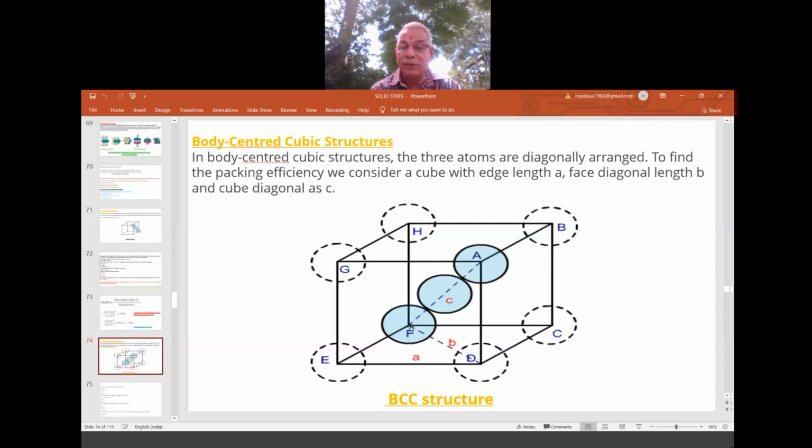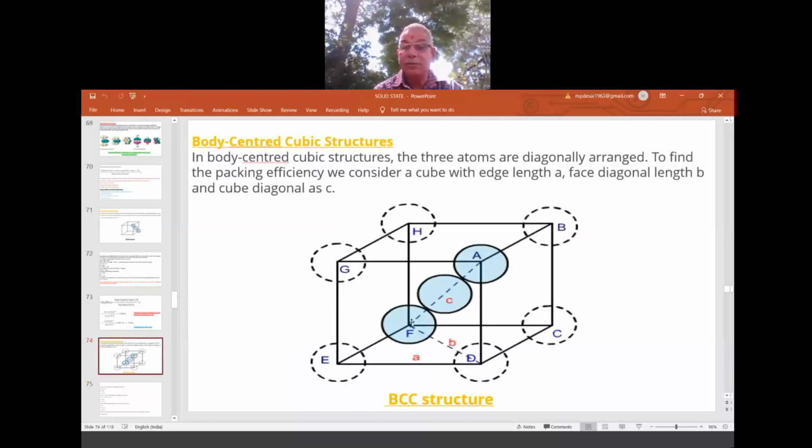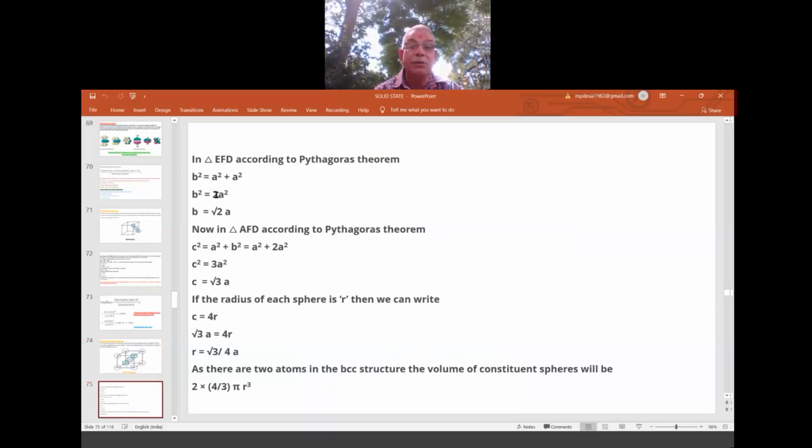And this is FD. Again this is a right angle triangle, and again we will apply the same theorem, the Pythagoras theorem. In the triangle EFD, which is here, out of A, B, C, D, E, F, G, H, this is a right angle triangle. A similar triangle is AFD. So B square equal to A square plus A square.